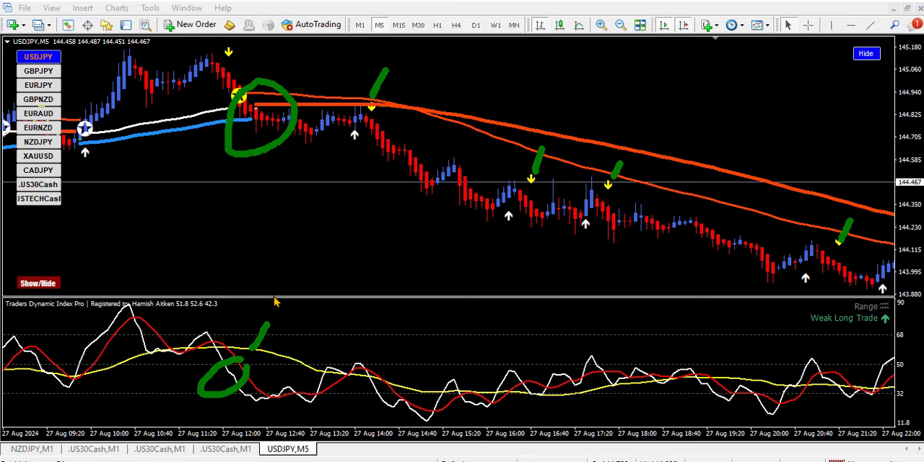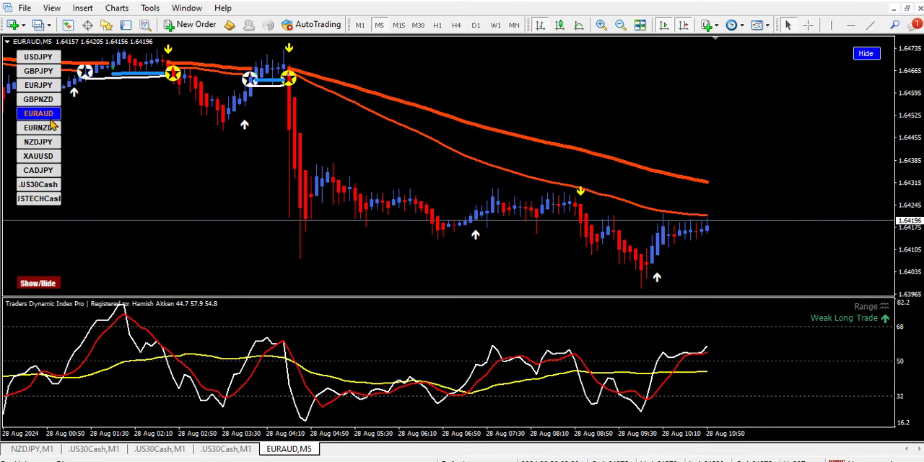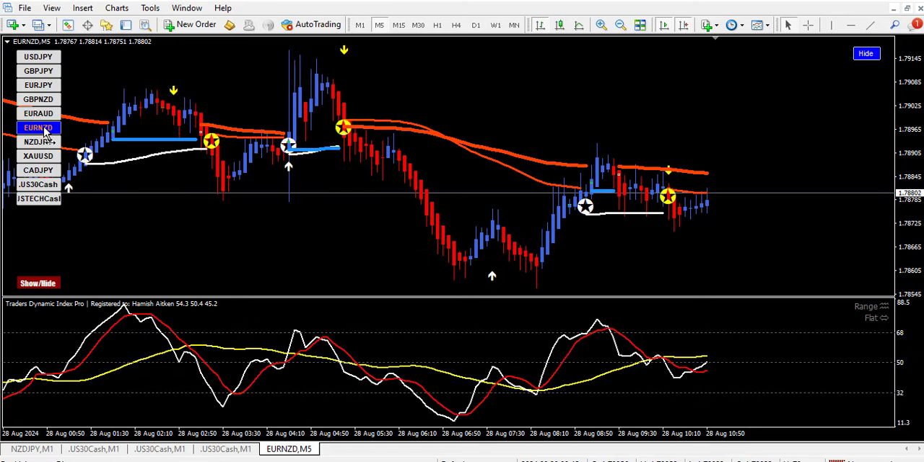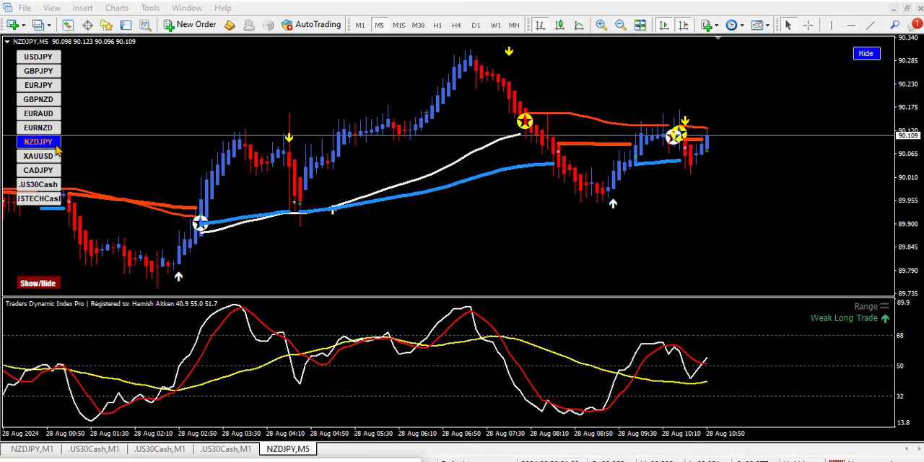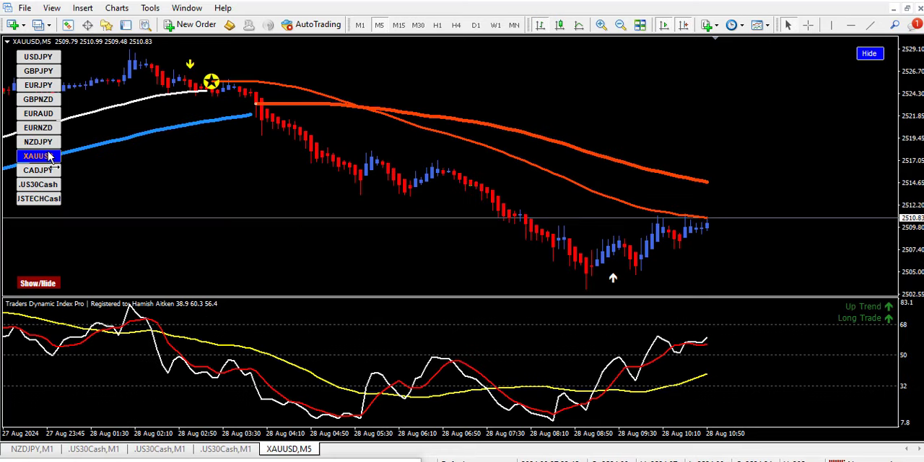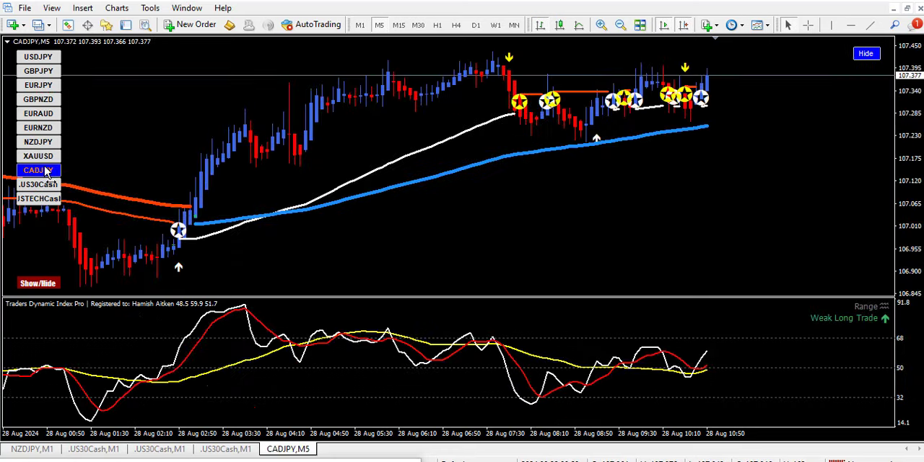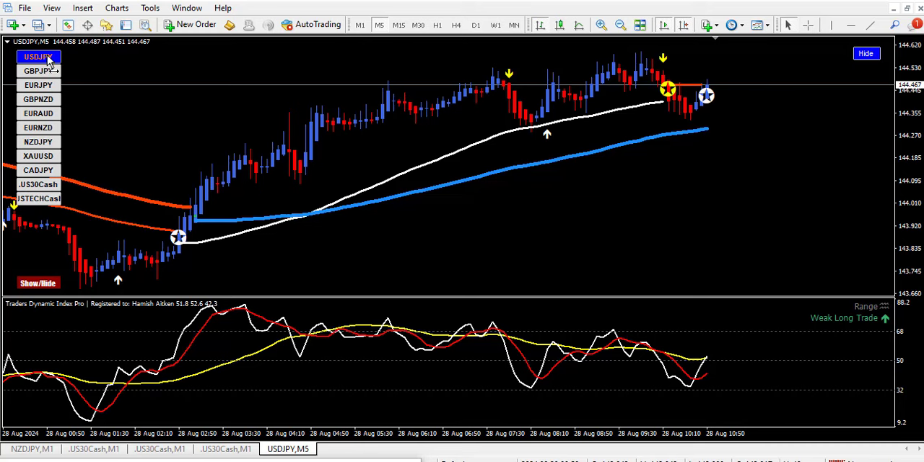You can use it on any pairs you want to trade, but I do trade a few pairs. This is Euro Australian dollar, this is Euro New Zealand, this is New Zealand Japanese yen. We have this on gold, this Canadian dollar and Japanese yen. So you can use it on any pairs you want to trade as long as it is MT4, because this strategy is meant for MetaTrader 4. Do trade on regulated forex brokers.